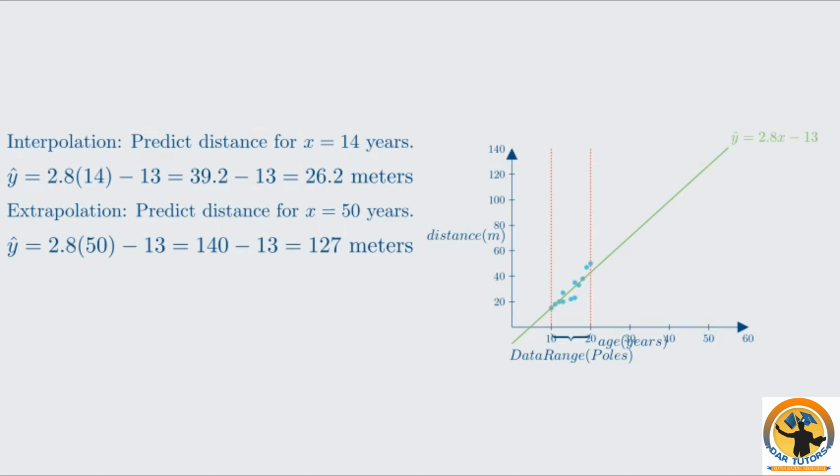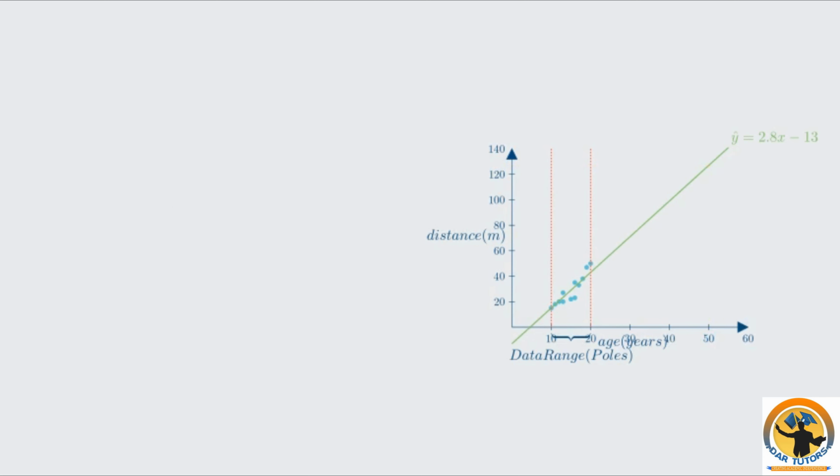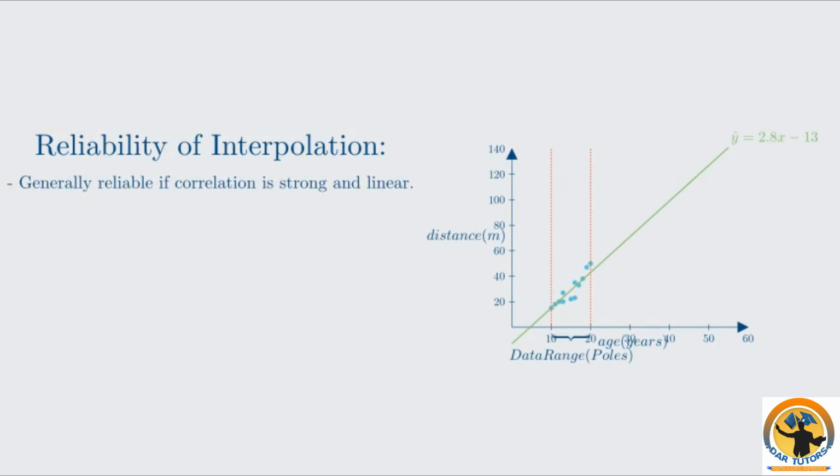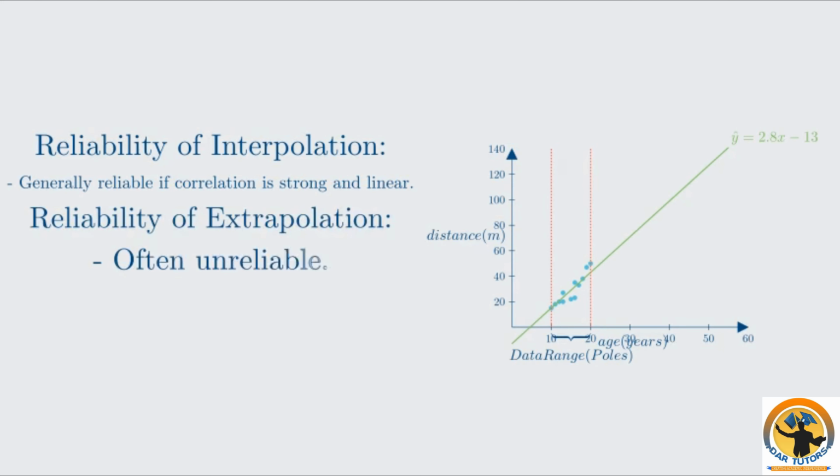It's crucial to comment on the reliability of these predictions. Interpolations are generally considered reliable, provided the correlation is strong and linear. Our prediction for the 14-year-old is reliable because it's an interpolation within a strong linear trend. Extrapolations, however, are often unreliable. They assume that the linear trend we observed in our data continues indefinitely, which is rarely true in the real world. Our prediction for the 50-year-old is unreliable.